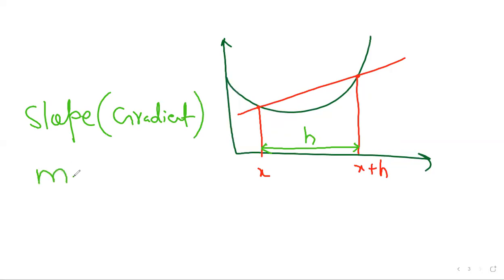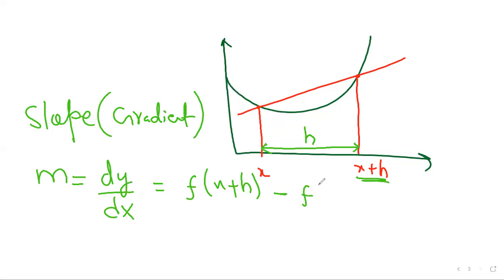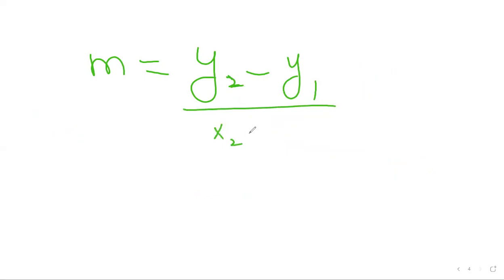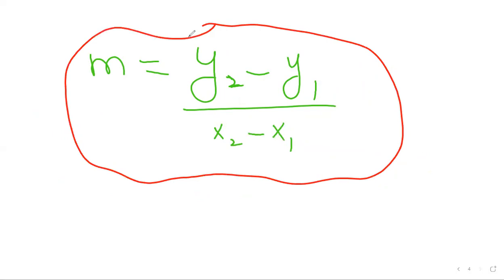Slope and gradient are usually denoted by m, which is also equal to dy upon dx, the derivative. And you can say that f of x plus h, the function at this point, minus the function at the initial point, which is this one, divided by the difference, which is h. Or the mathematical definition of slope in very simple words is y2 minus y1 upon x2 minus x1. This is the basic mathematical definition of the slope.